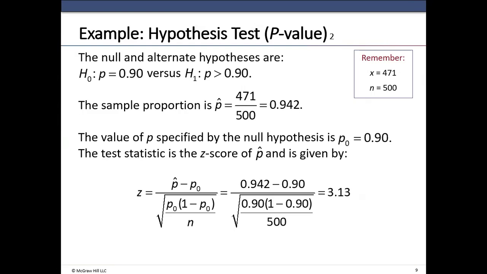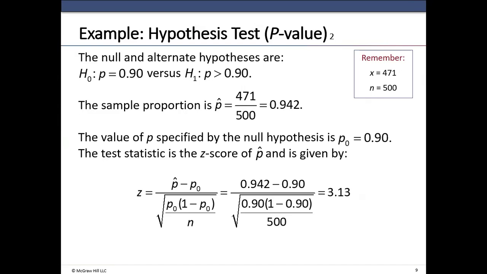So how will I calculate the Z using the calculator in one shot? We will do a left parenthesis to do the numerator. In the numerator, we subtract 0.9 from 0.942. Remember, 0.942 is the p hat. From that, we subtract the value in the null hypothesis, which is 0.9. Then put a right parenthesis to separate the numerator from the denominator.